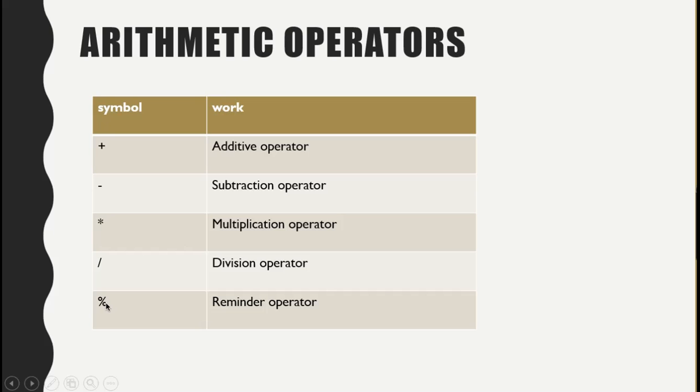And the fifth one, which is the modulus sign, gives us the remainder of two values. Let us suppose I want to use 5 modulus 2, so I'll get the result 1. You must be thinking, how? If I divide 5 by 2, I'll get the remainder as 1. So that's how I can get the remainder with the help of this operator as well. So let's move ahead to the next one.